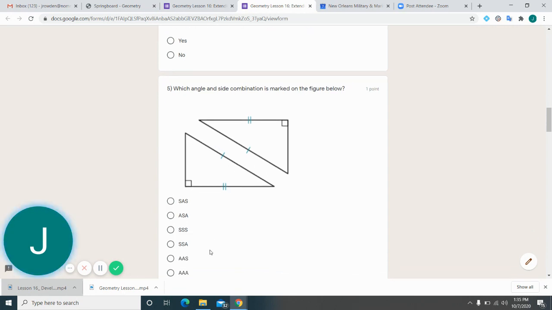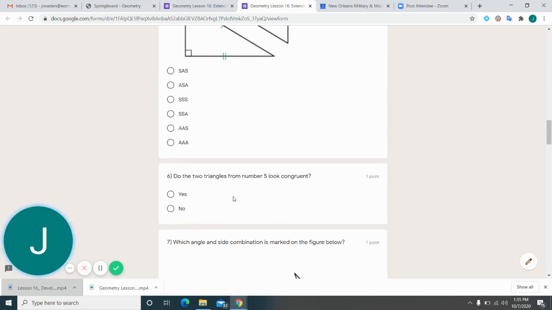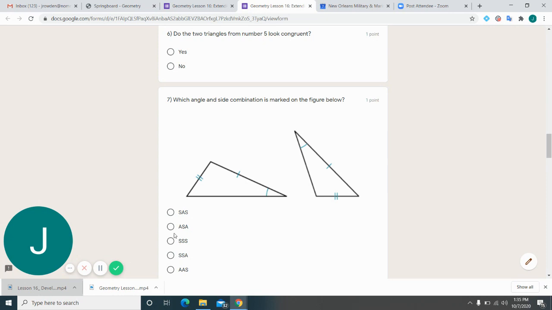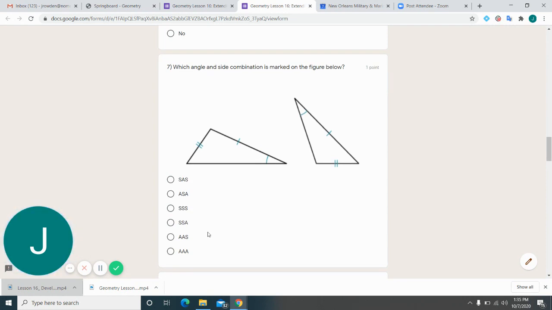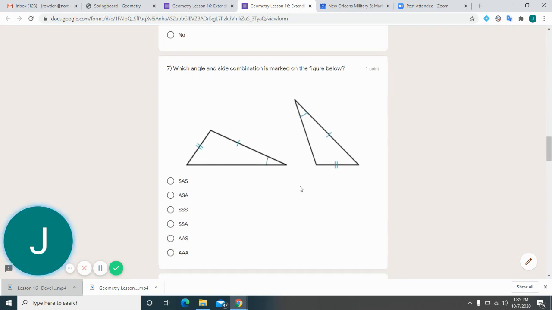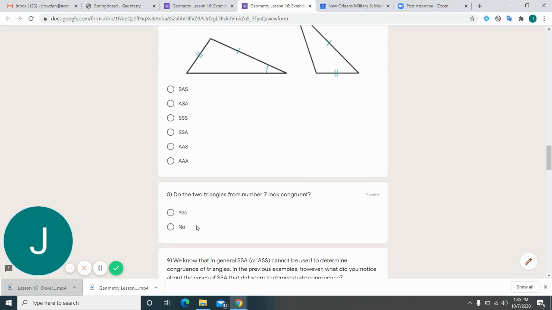I think you're starting to see a pattern. Hopefully you're picking up what's going on. And do these ones look congruent? Well, yes, they do. And let's look at the last one. Once again, SSA. And do these triangles look congruent? No, they don't.